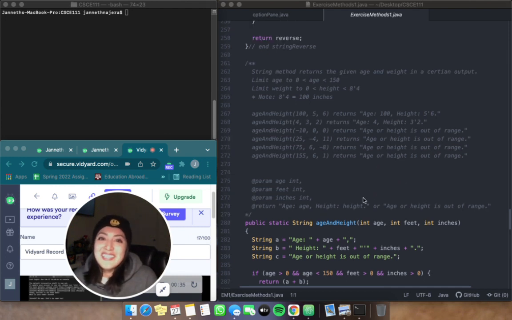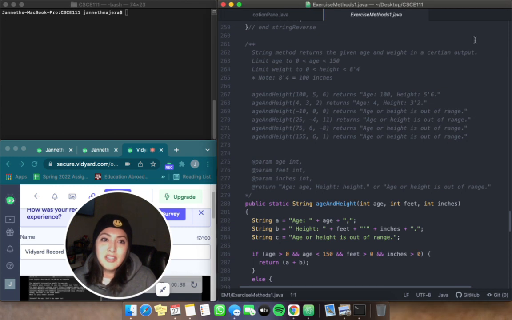Okay, so in this instance, here are the instructions, right, from way up here. And it says the method returns the given age and weight in a certain output. Okay, so right here we are given parameters, so the age limit is from 0 to 150, which in my opinion is pretty generous, right? Like the age inputted needs to be bigger than 0, and it needs to be less than 150. Okay.